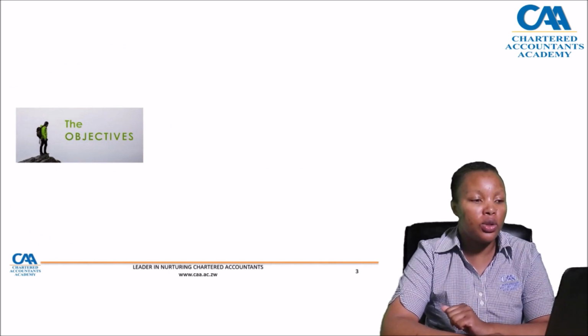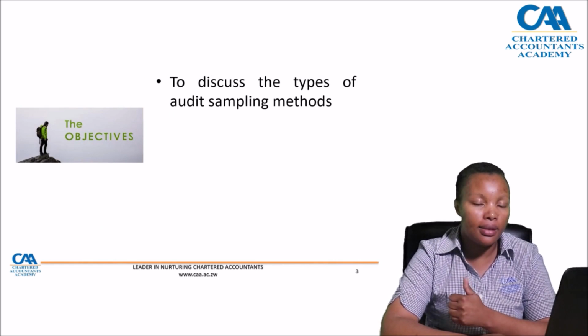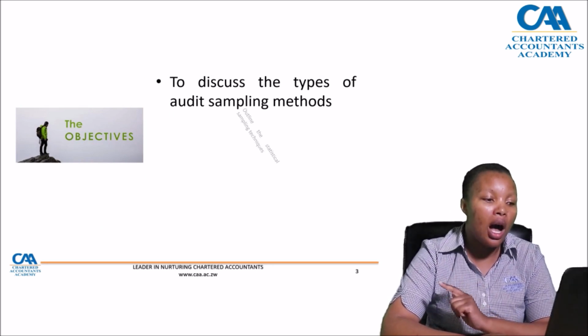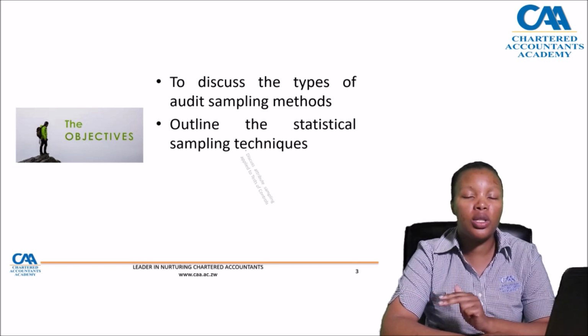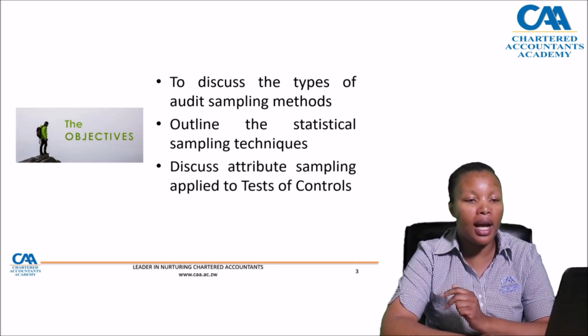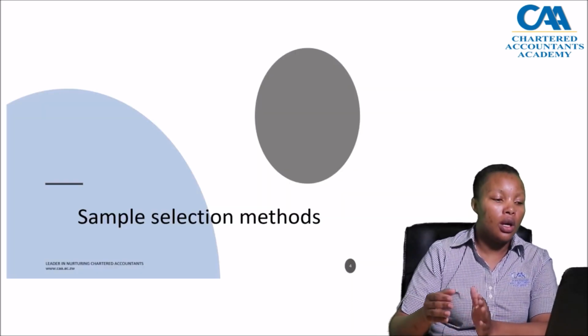Our objectives in part 2 are to discuss the types of audit sampling methods, secondly, to outline statistical sampling techniques, and lastly, to discuss attributes sampling applied to test of controls. So let's jump in.